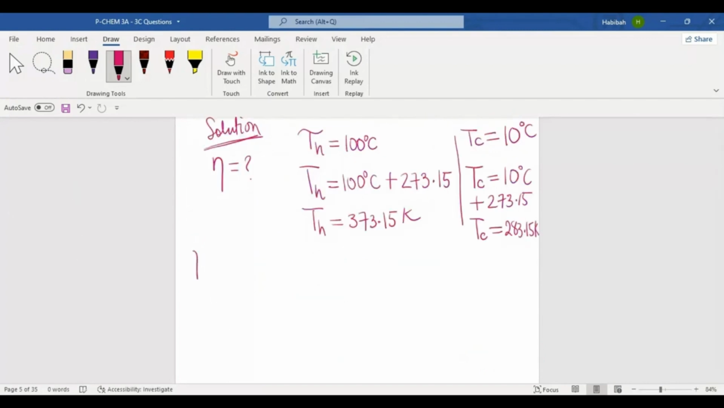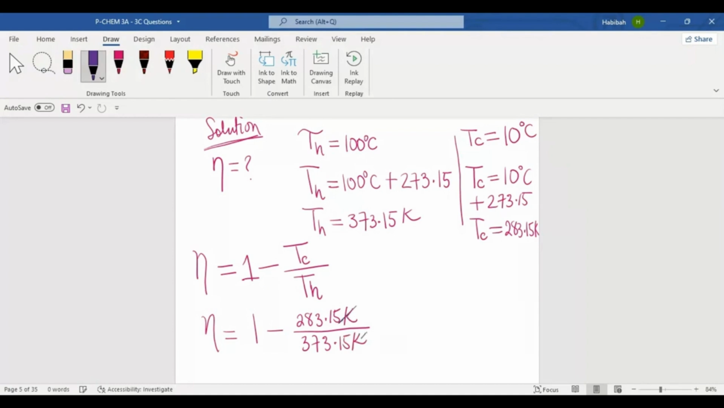And since we're asked to find the efficiency, we have to remember to use the formula for finding Carnot efficiency, which is, of course, the efficiency symbol equals 1 minus the temperature of the cold sink divided by the temperature of the hot source. After this, all you have to do is simply substitute. So you have efficiency equals 1 minus T_C, which is 283.15 kelvins, divided by 373.15 kelvins. Of course, you cancel out the kelvins. You do 283.15 divided by 373.15.